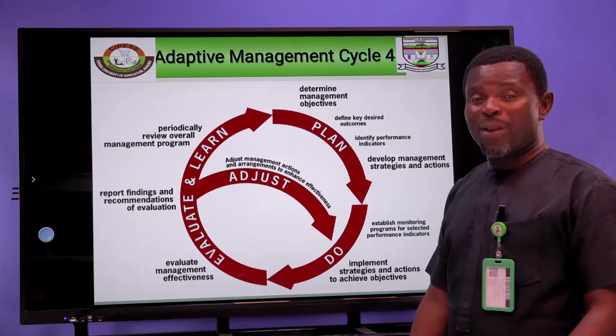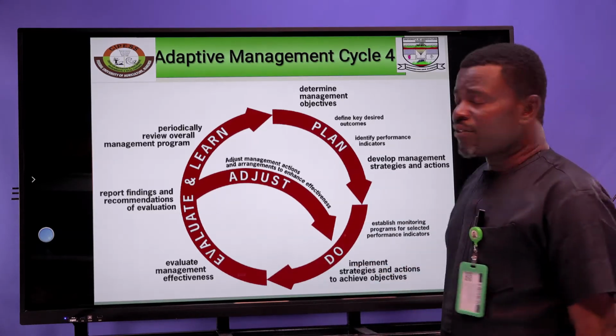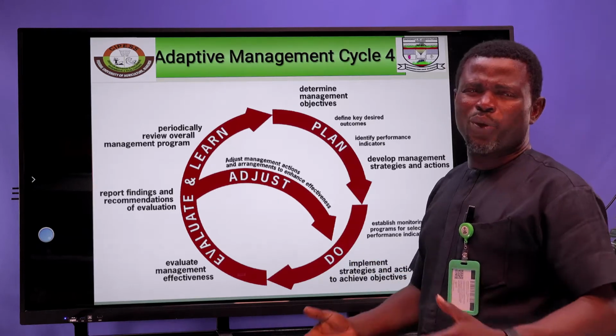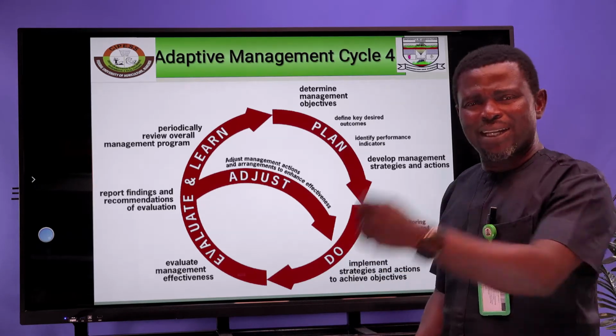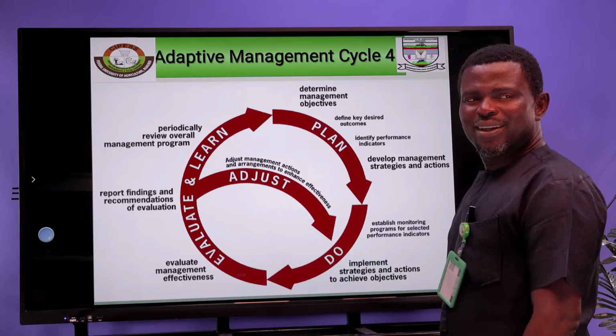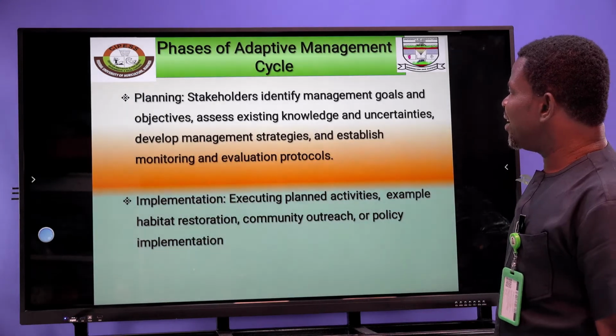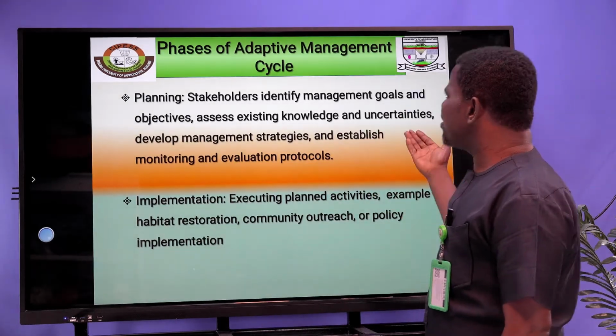The first thing is that you plan. It's popularly said that if you fail to plan, you are planning to fail. So for every project, you don't just start doing. The first thing you engage in is planning. And after planning, you do. After doing, you evaluate what you are doing and you learn from it. After learning, you do the necessary adjustment. So these are the basis of adaptive management.